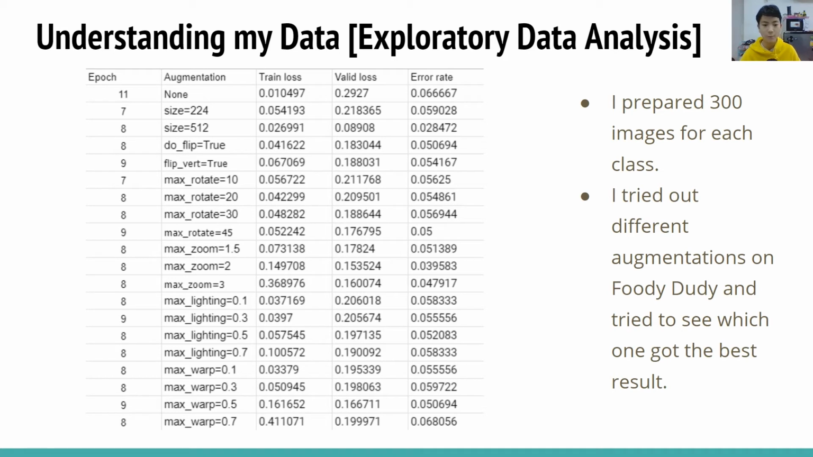And then the second one that stands out is max zoom equals 2. Max zoom equals 2, you might have guessed, is just zooming your image in 2 times. So it's basically making it a little bit better resolution, I can say. And that's what it did, and it got me down to a 3.9% error rate, which is also pretty good, but not as good as my 512 size. And that is understanding my data.